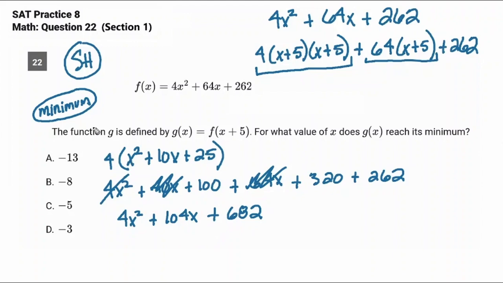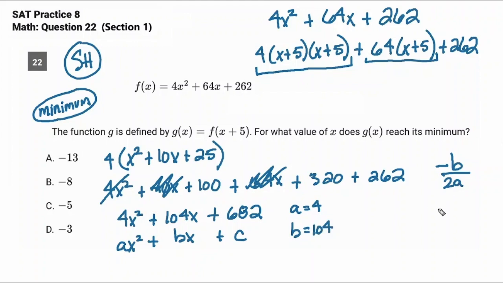You're looking for a minimum. A quadratic minimum, you just have to remember this. It's negative b over 2a. Why? Because math people say so. A quadratic function looks like ax squared plus bx plus c. So what is your a term? A is 4. What is your B term? B is 104. C term doesn't matter because it's not in the quadratic minimum thing.